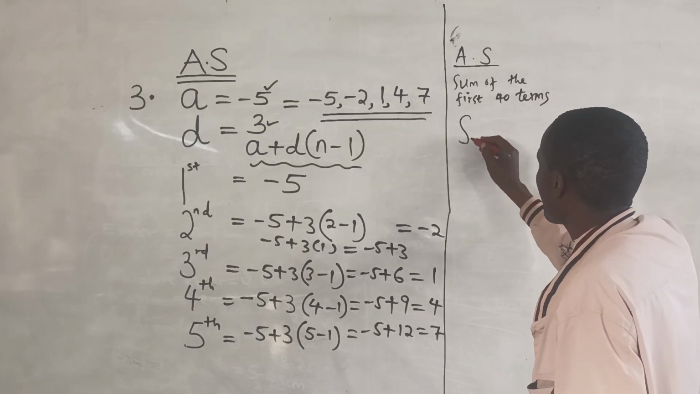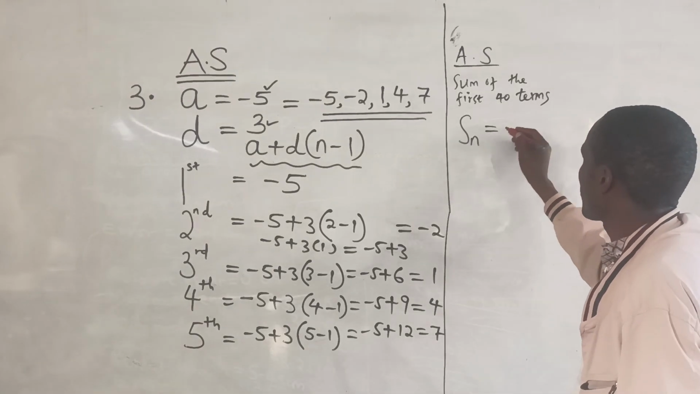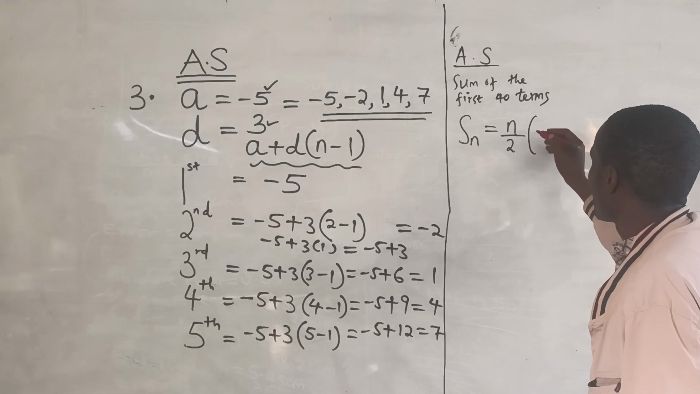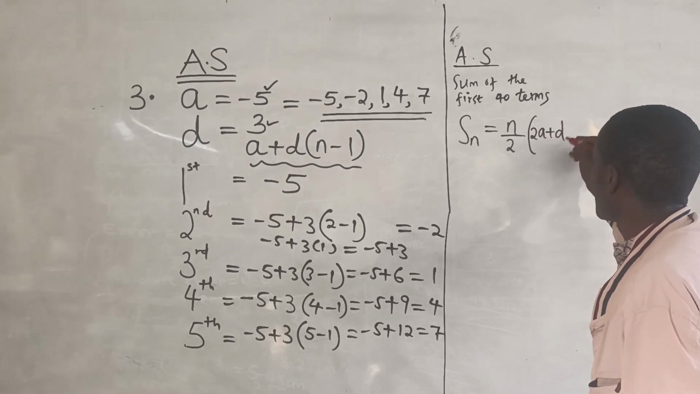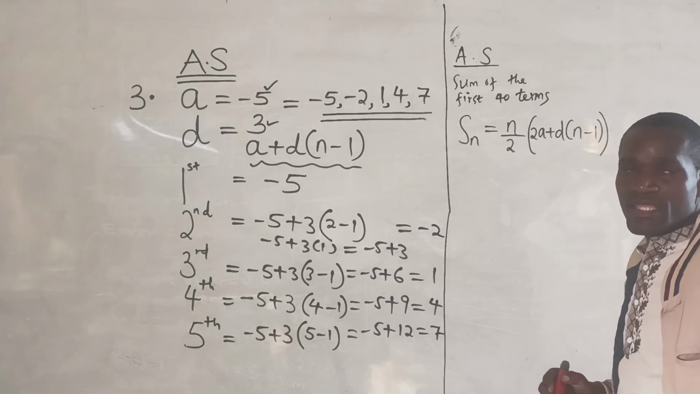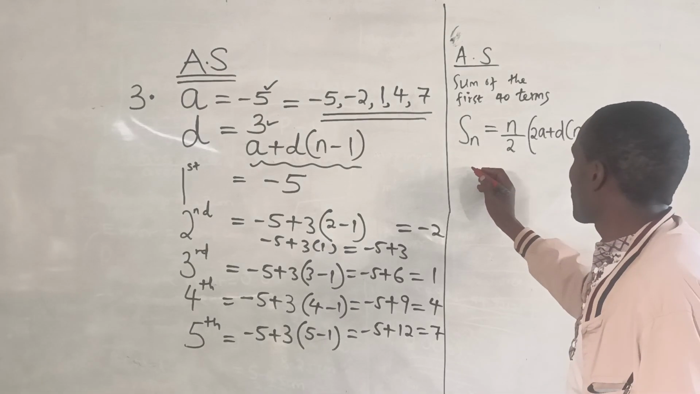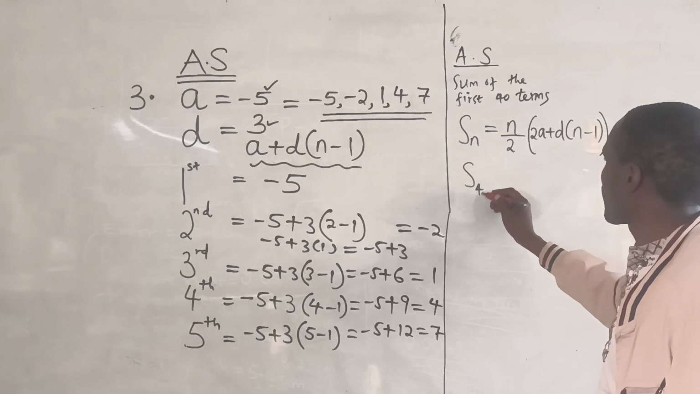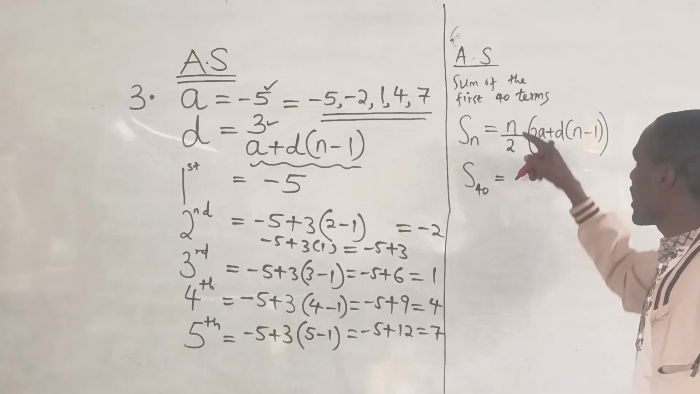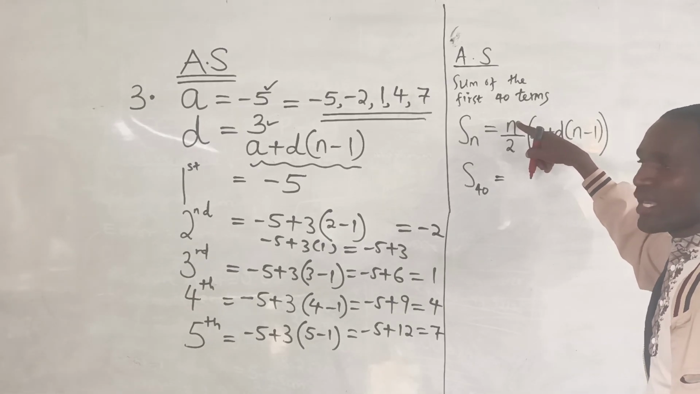You shall say the sum of n number of terms in an arithmetic sequence should be equal to n over 2, into 2a plus d into n minus 1. This is the formula of getting the sum of n number of terms in an arithmetic sequence. So we are going to get the sum of the first 40 terms. Should be equal to how many terms do we have? n stands for the number of terms. I want to repeat, n stands for the number of terms.